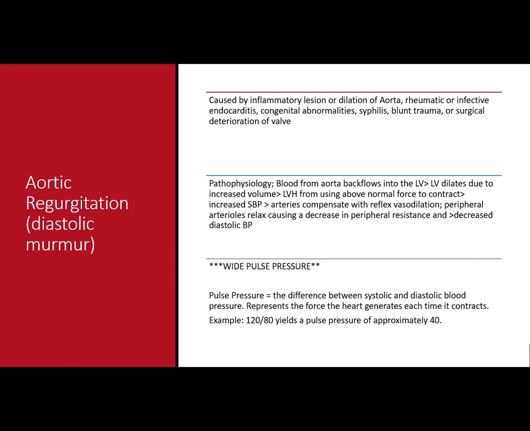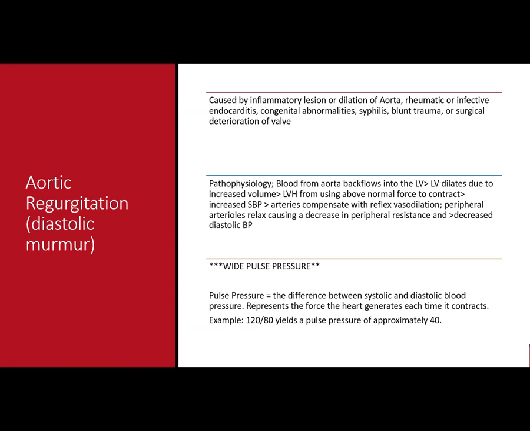The pathophysiology, blood from the aorta backflows into the left ventricle. The left ventricle dilates due to the increased volume. Left ventricular hypertrophy from using above normal force to contract. Increased systolic blood pressure. Arteries compensate with reflex vasodilation. Peripheral arterioles relax, causing a decrease in peripheral resistance and decreased diastolic blood pressure. So all these things kind of lead into one another.